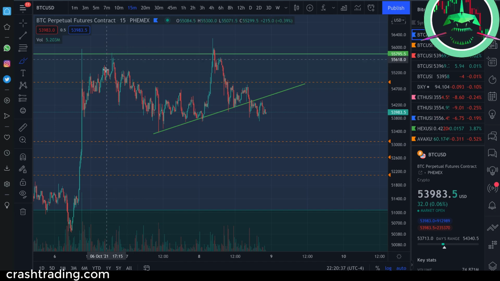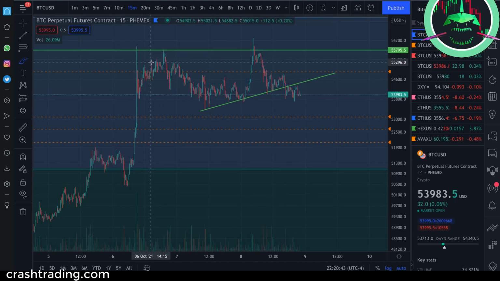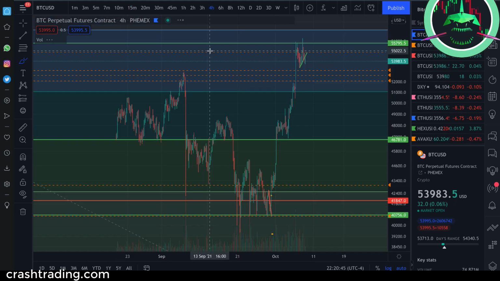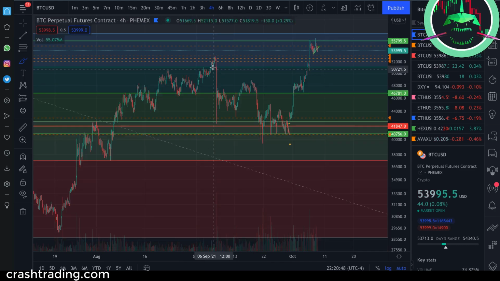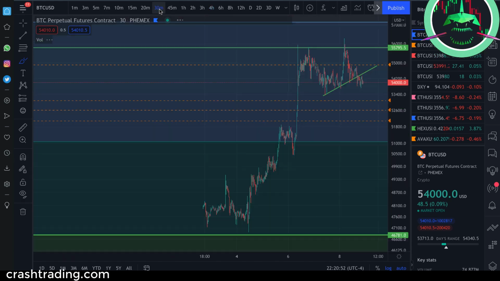Now, keep in mind here, look at this pattern right here on the 15-minute time frame. I want to show you guys something that we traded here. So let's actually go back. Do you guys see this top right here? Check this out. We're going to have to zoom out maybe to the 30-minute.